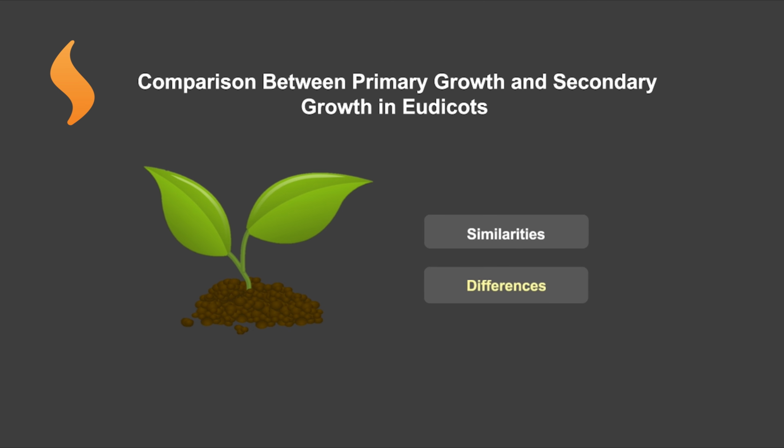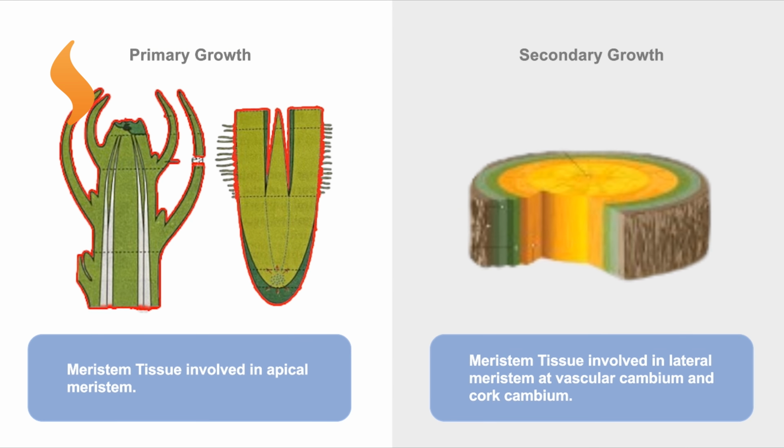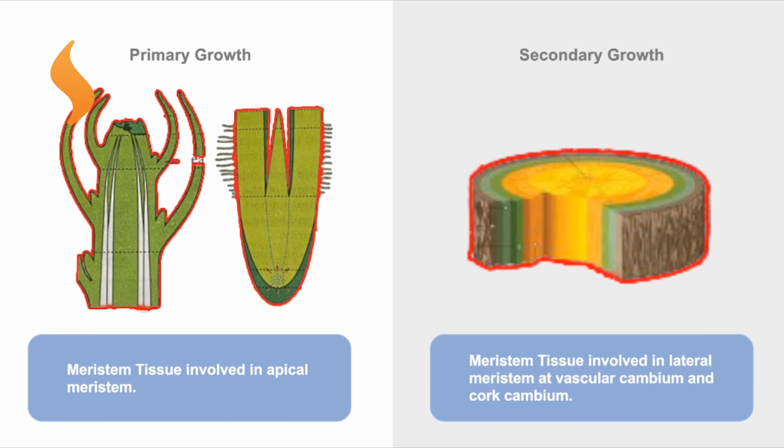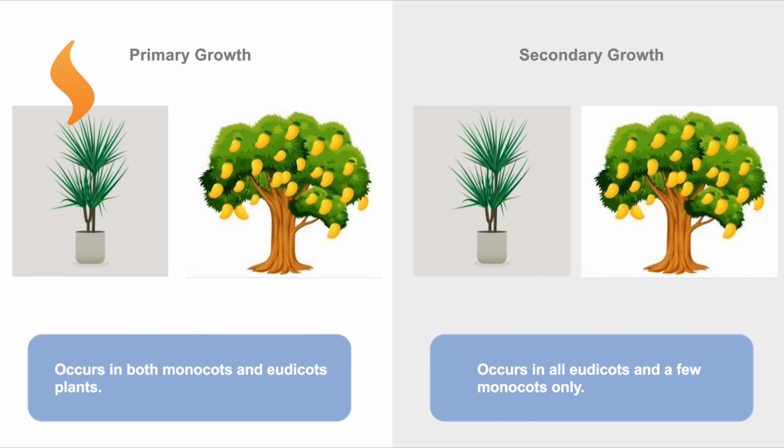And now we look into the differences between primary and secondary growth. In primary growth, the meristem tissue involved is the apical meristem, while in secondary growth, the meristem tissue involved is the lateral meristem at the vascular cambium and cork cambium. Primary growth occurs in both monocots and eudicots, whereas secondary growth occurs in all eudicots and a few monocots only.